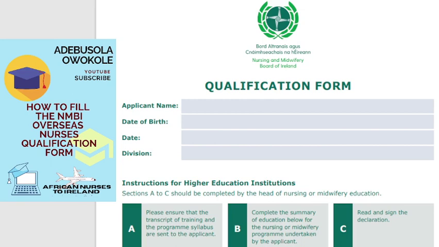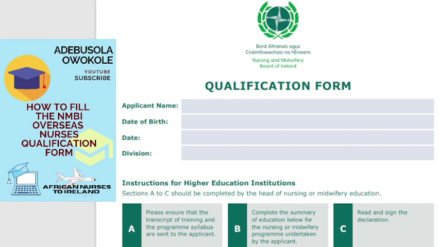This video was made on request, and I'm going to be explaining how to fill the NMBI Qualification Form. This is the sample I'm showing on your screen. If you have just started your application on the new NMBI online portal, when you get to stage 3, the stage at which you upload all your documents, once you select qualification, you will see a slot to download the qualification form.